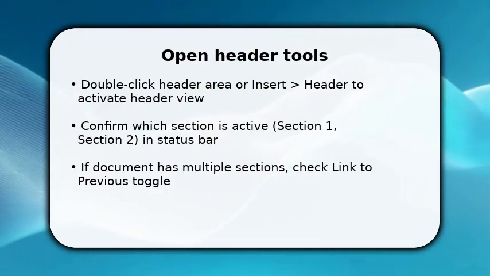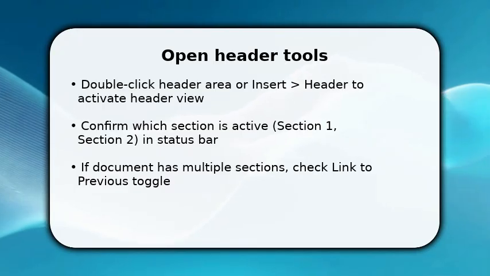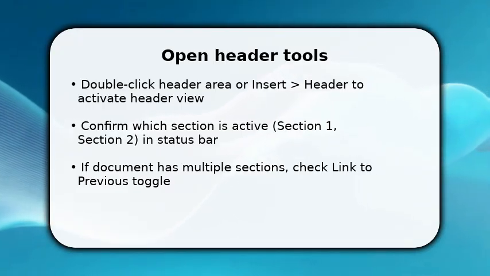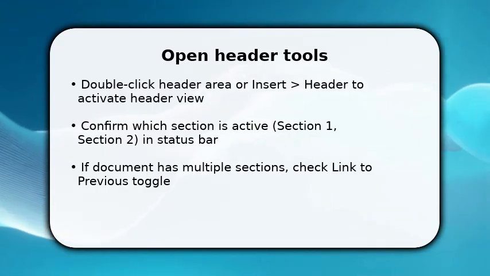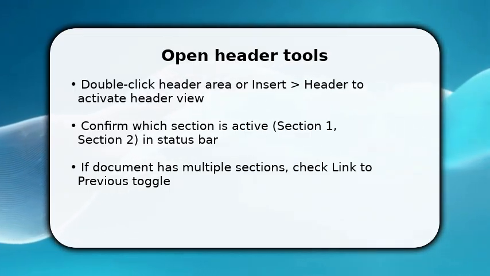You start by opening the header editing tools. Double-click the top margin or go to Insert Header. Once done, notice the label that shows the current section so you know where changes apply. If the document uses sections, make sure to check the link to previous control. Disabling it prevents changes from propagating.